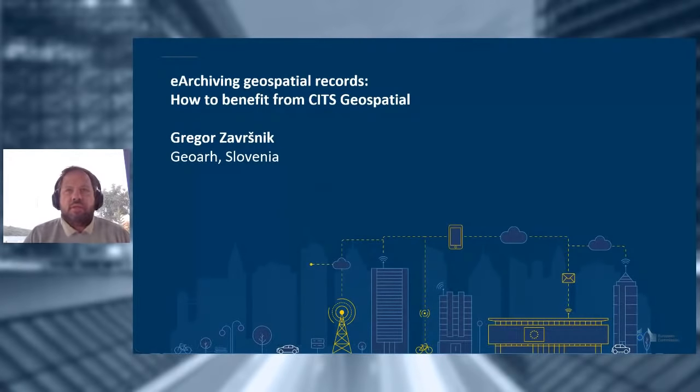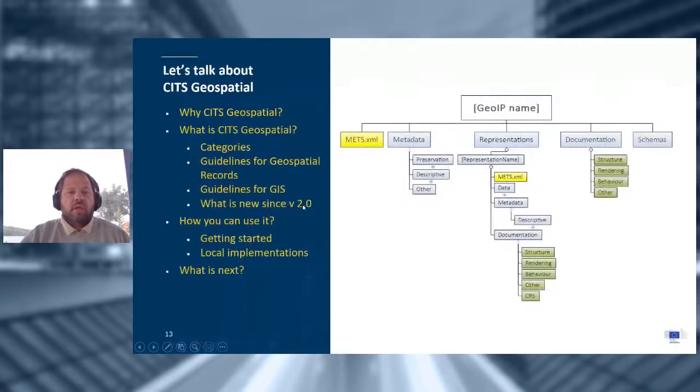As Jamie already said, I will be presenting about how to benefit from the content information type specifications for geospatial records. Now, after 2 years, we actually did a major reconstruction and redesign of the 2.0 specification. Let's talk about this specification that was done now, and how different stakeholders can benefit from it.